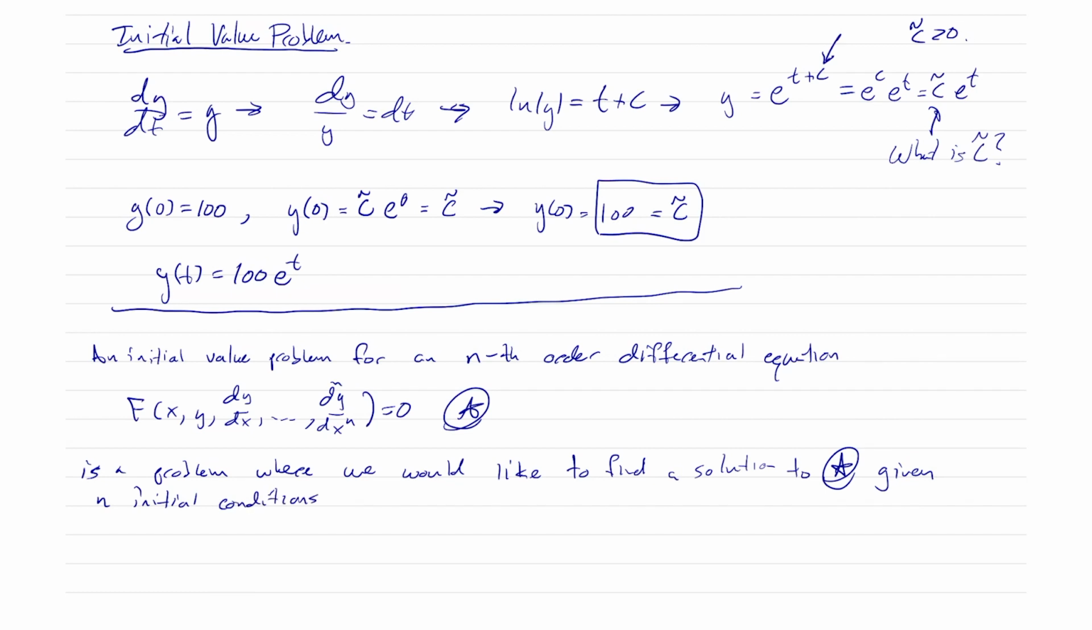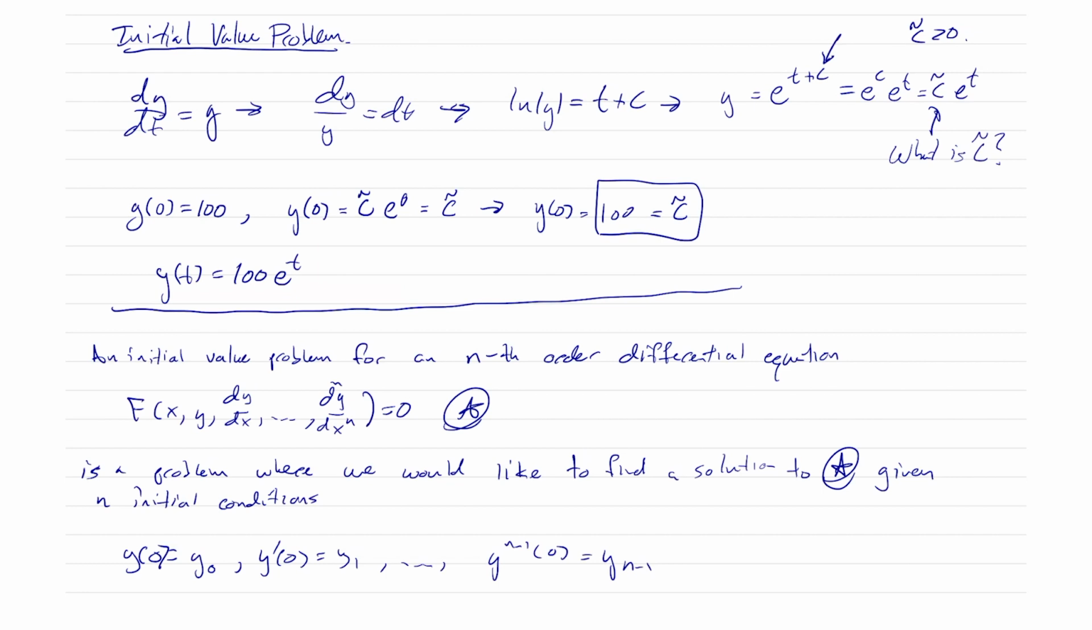All right, so we're going to start with just say y of 0 is equal to something, say y naught, y prime of 0 is equal to, say, y1, and all the way up to the n minus first derivative at 0 is equal to y sub n minus 1.